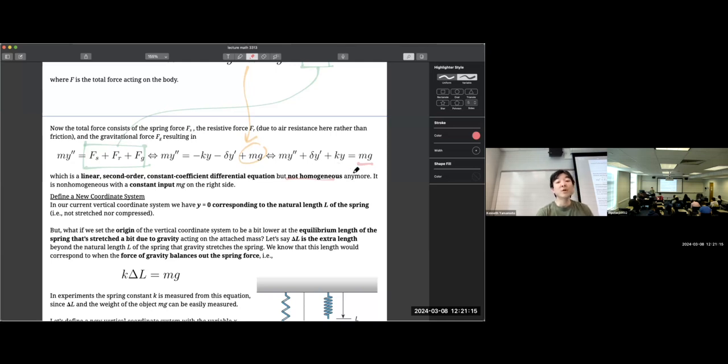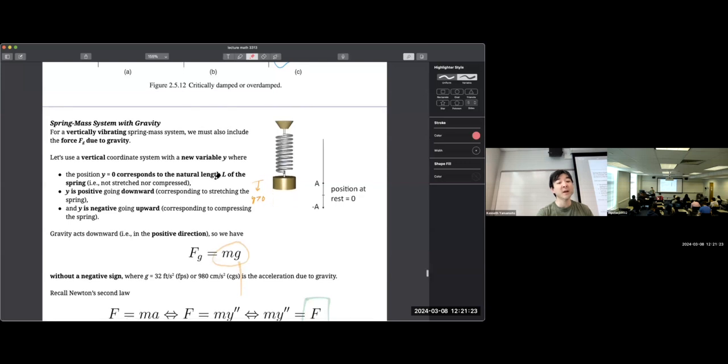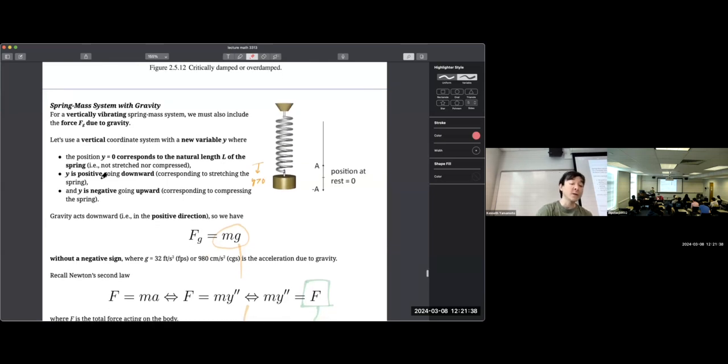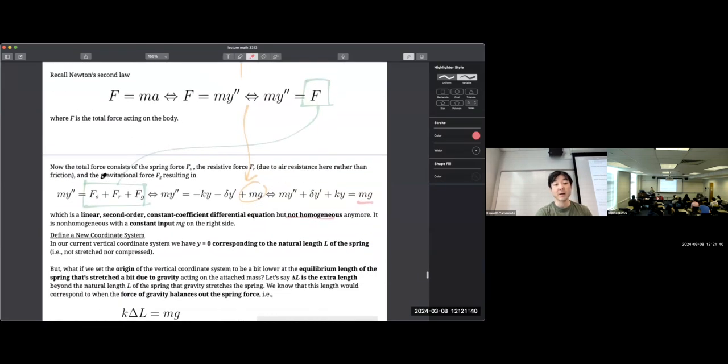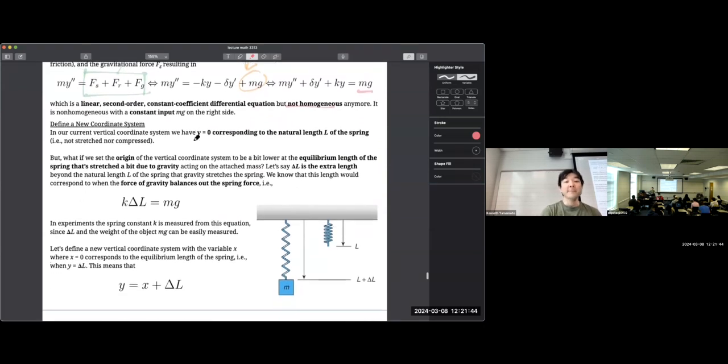This will give you the motion of your vibrating mass with respect to 0 corresponding to the natural length of the spring. So the natural length of the spring being like if you took the mass off the spring and you just let the spring be whatever length it naturally is, that would be your origin. And then it'll give you your motion with respect to that where down is positive and up is negative. So that's fine. You could do it that way.